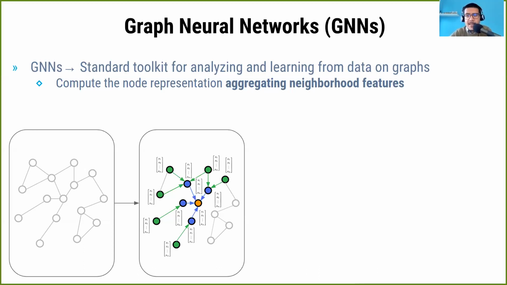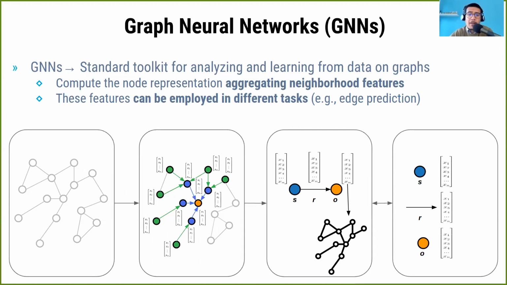For instance, we can compute the average of the neighbor features, or we can concatenate the vector representation of the nodes, or we can also learn a differentiable parameter that allows us to recognize the contribution of different neighbors to the central node. These aggregated features can then be employed for different tasks, including, for instance, edge predictions that can be useful for our example task.